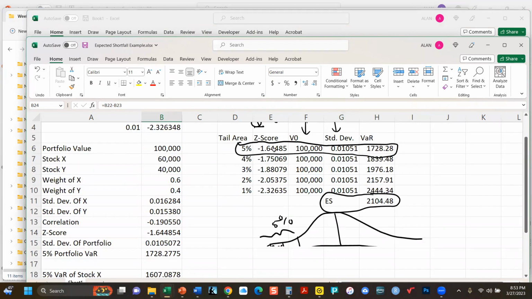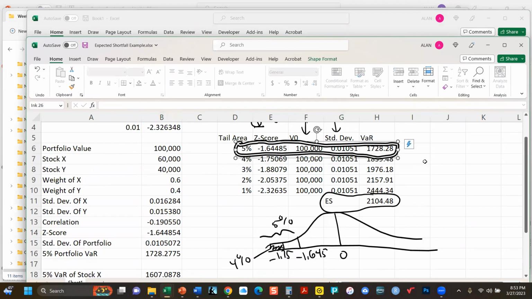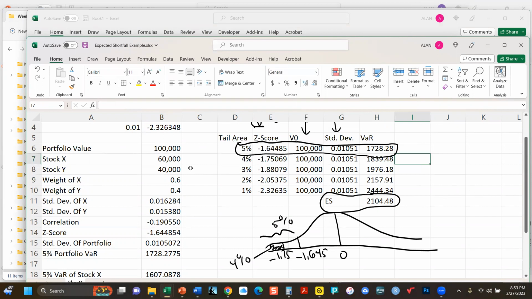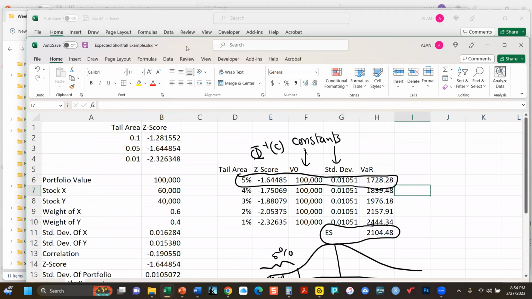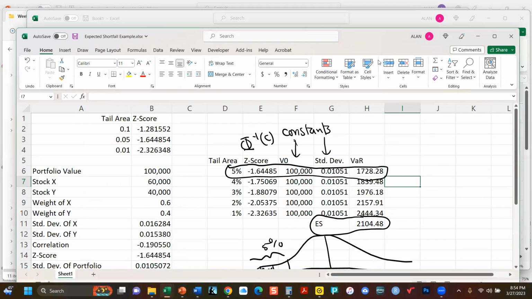And you can see it's only the z-scores that are really different for each of these different calculations. The value and the standard deviation are not going to change. So that's there. So of course you can't download it off of Brightspace. You have to use the one I sent you.